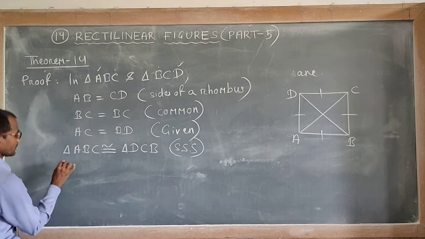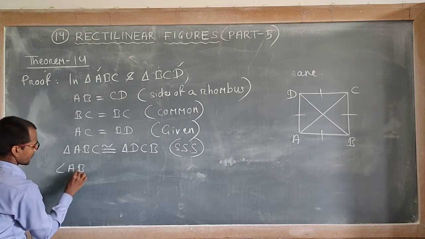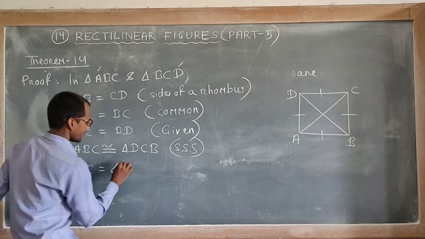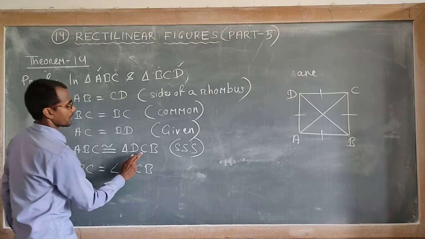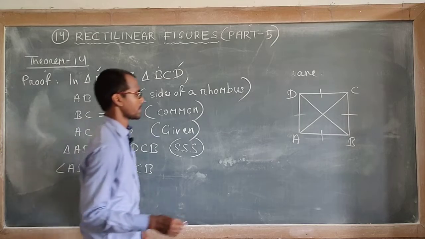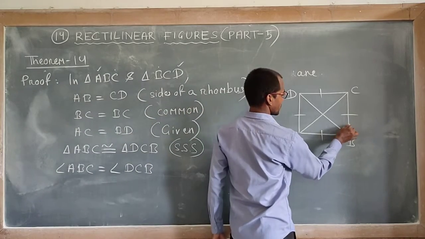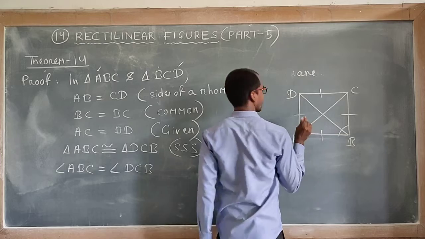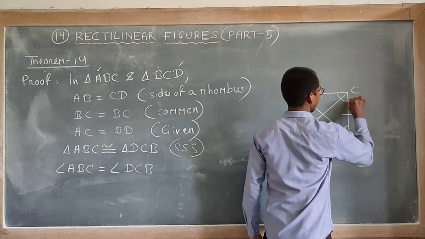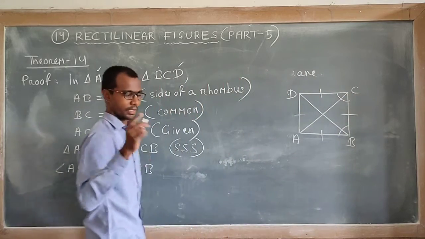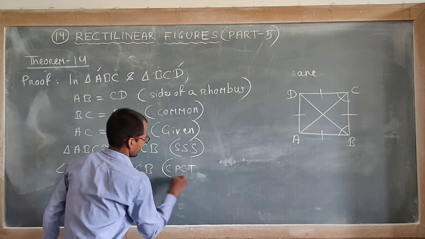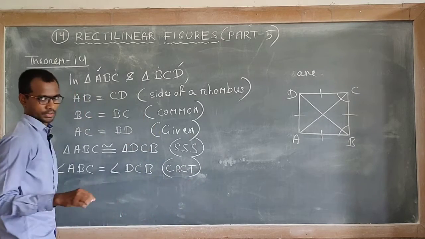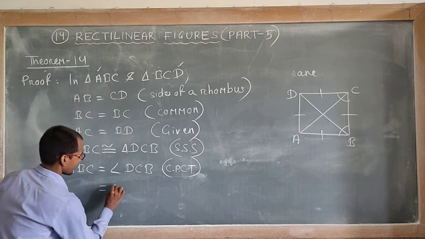So now I can say angle ABC is equal to angle DCB. Means these two angles are equal. ABC means this angle, DCB means this angle. These two angles are equal by CPCT. Let it be X.